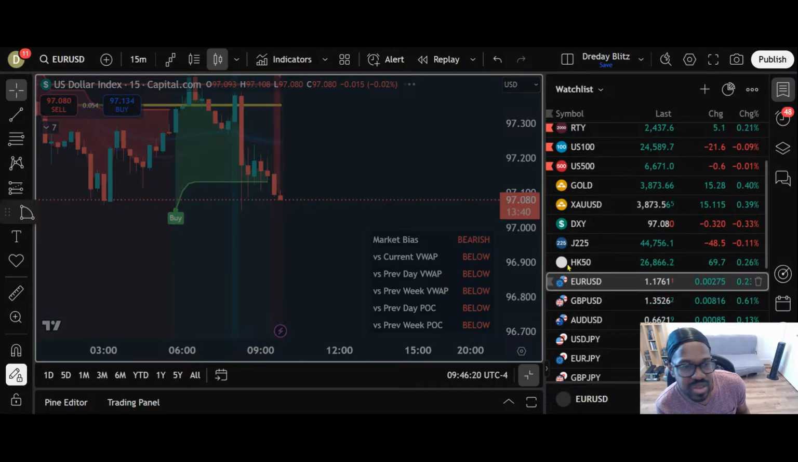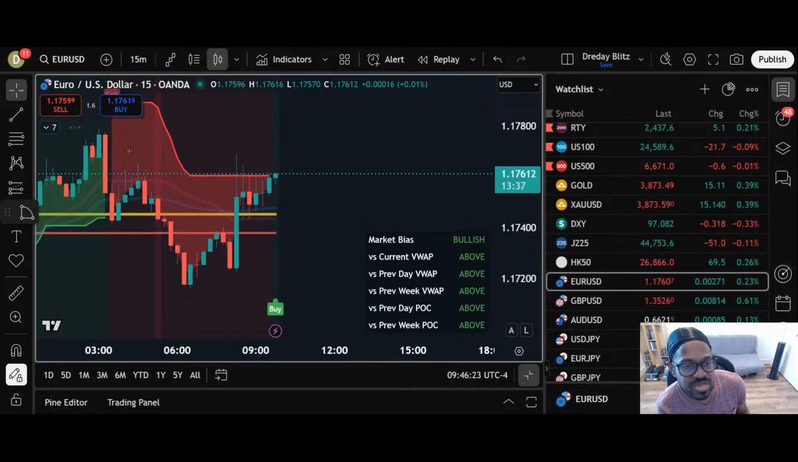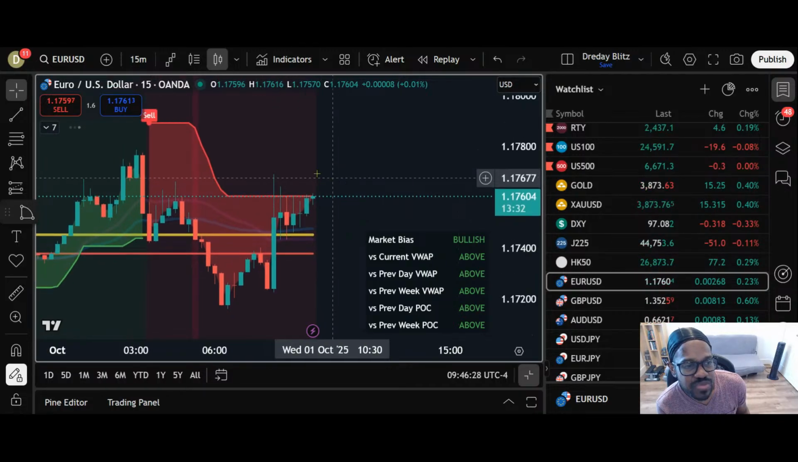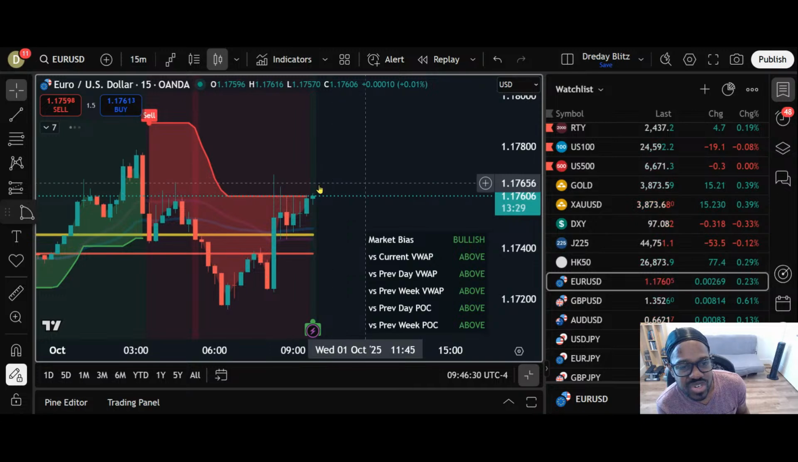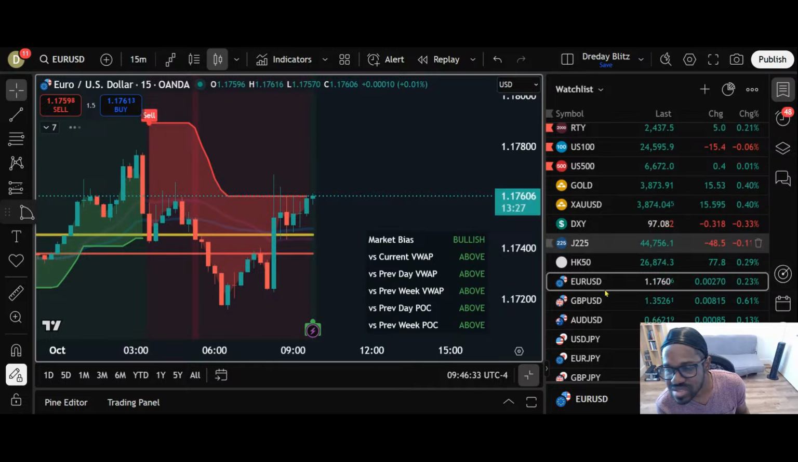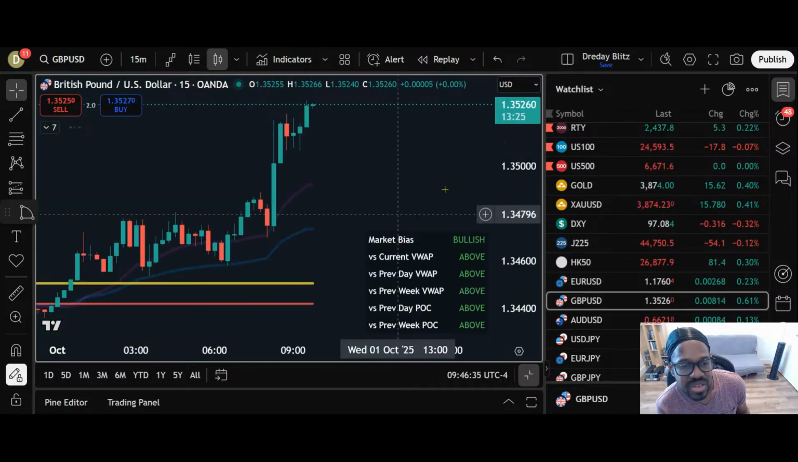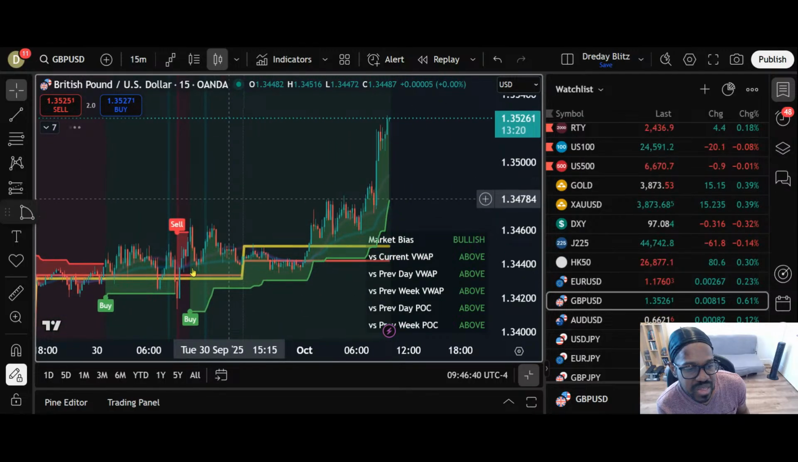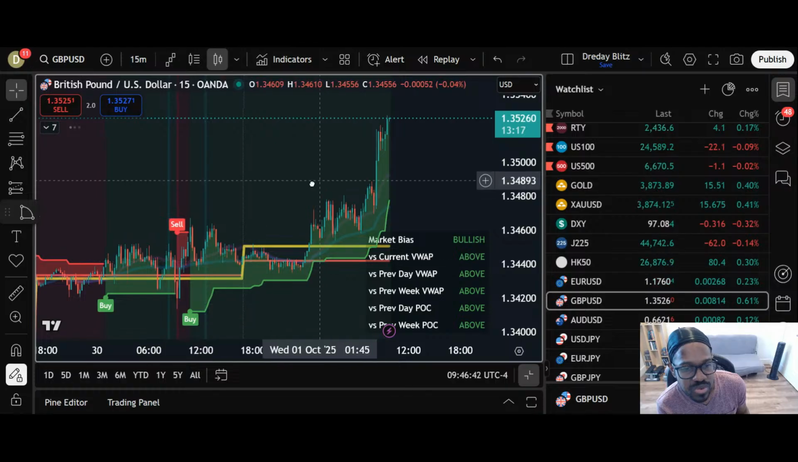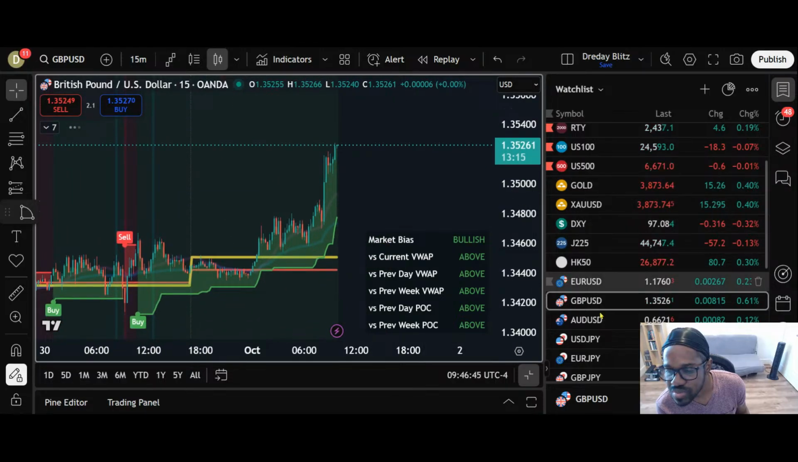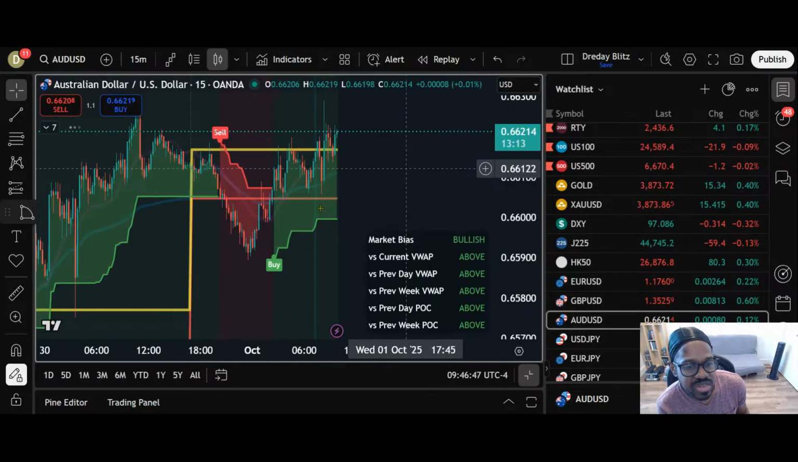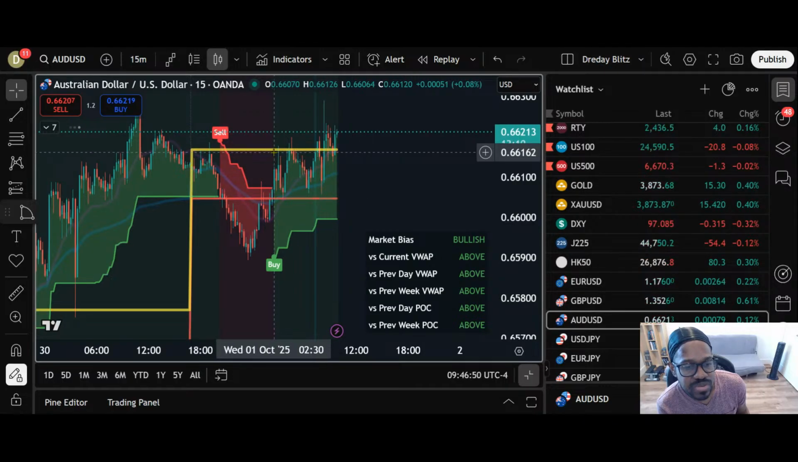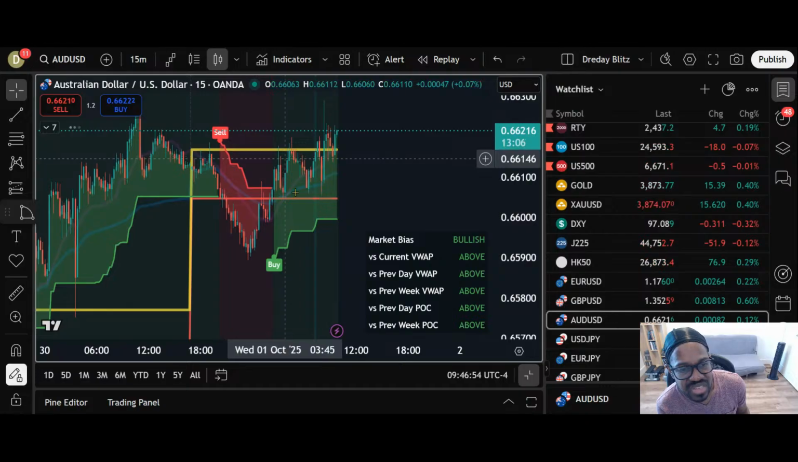So if we open up EUR USD, as you can see, it's going up right now. We're just breaking out of that previous sell structure here. So we should get a signal here to the upside. Same for GBP USD. We were up since way back here. So that was on Tuesday. We were bullish on GBP USD. And AUD USD, same thing. AUD USD was bullish here since London.